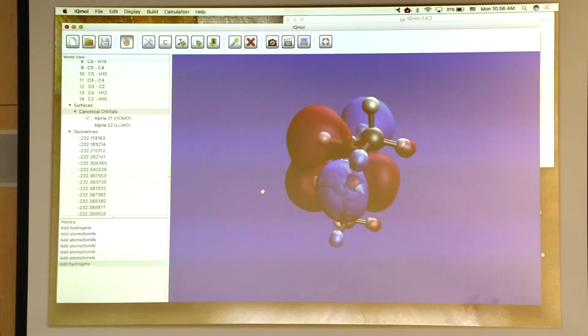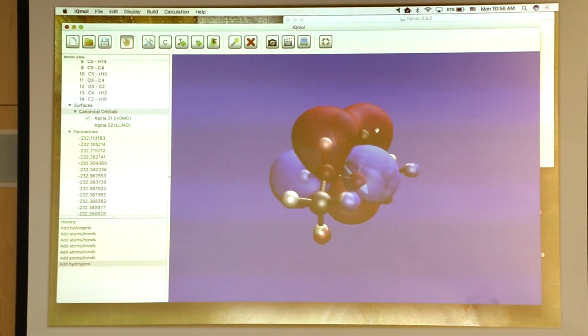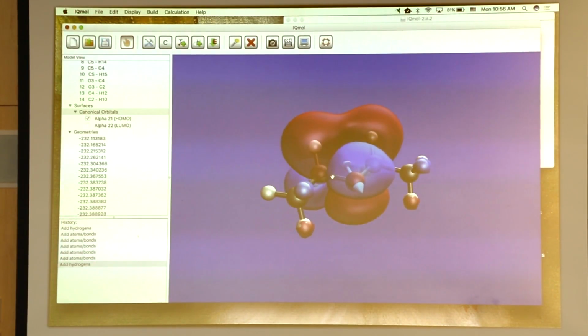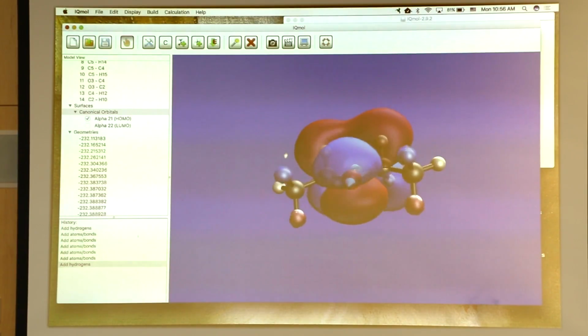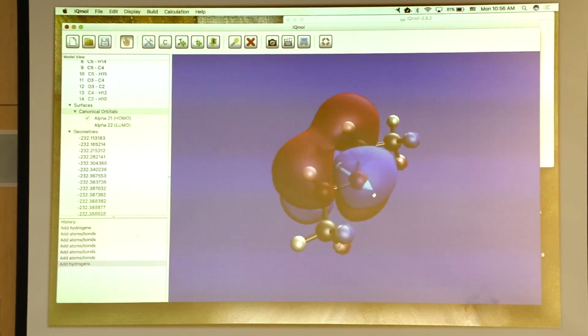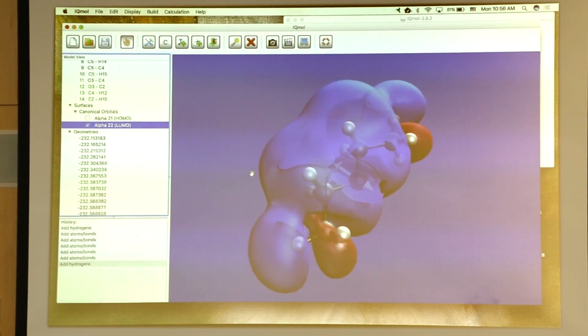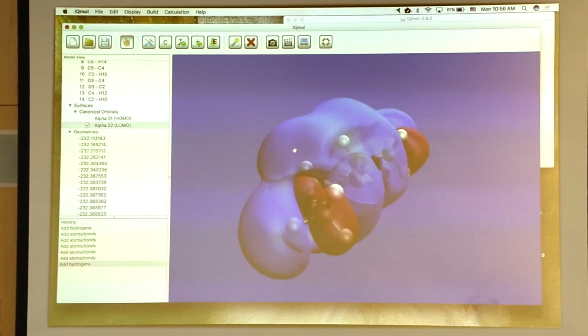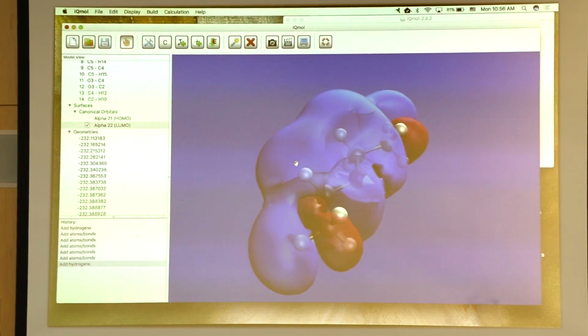So there is the HOMO. The HOMO is something in the pi manifold. It's pi star here. And then I can take out the HOMO and show the LUMO. And the LUMO is, in this particular basis set, not very useful because I don't have a lot of basis functions. There's not enough of them to really describe the LUMO, LUMO plus one. If I wanted to get a good LUMO, I would need a bigger basis set than this.